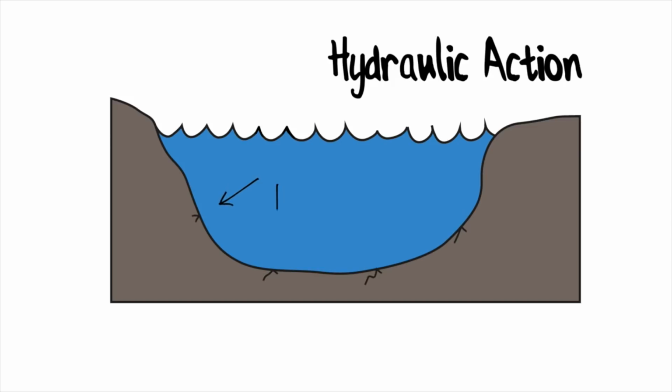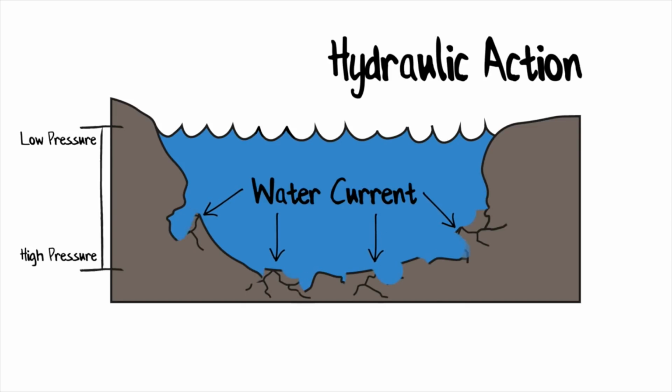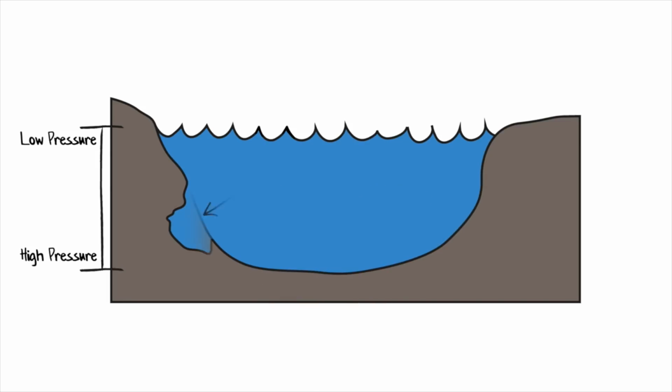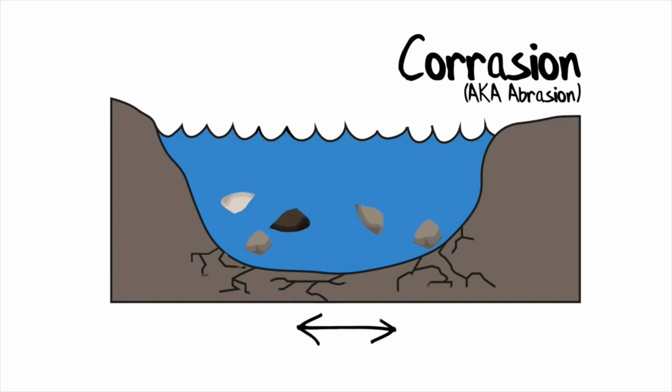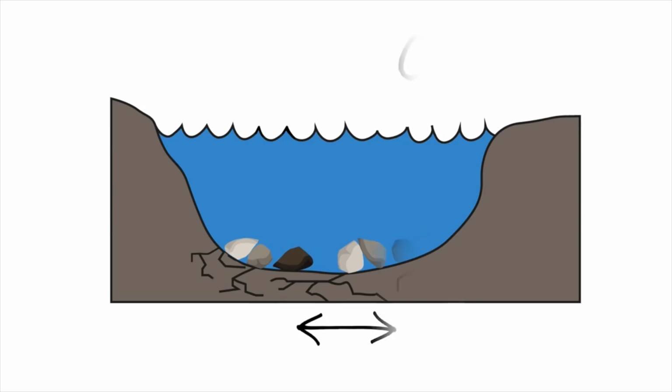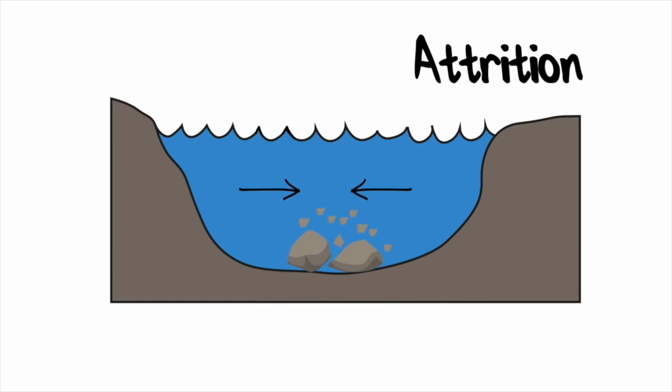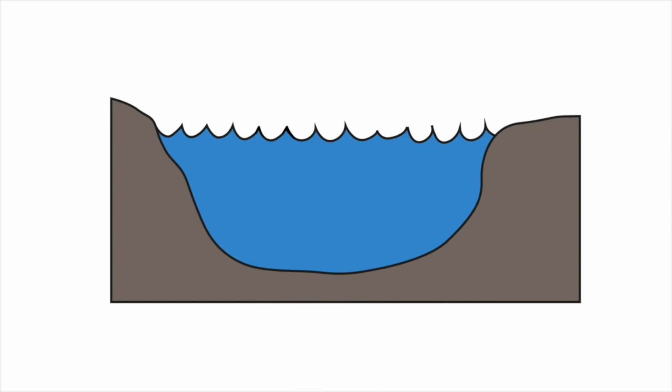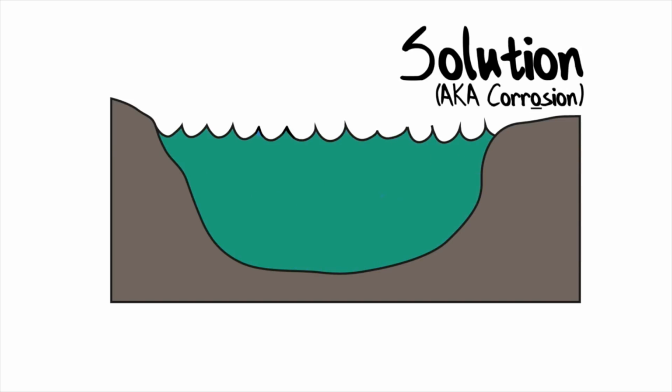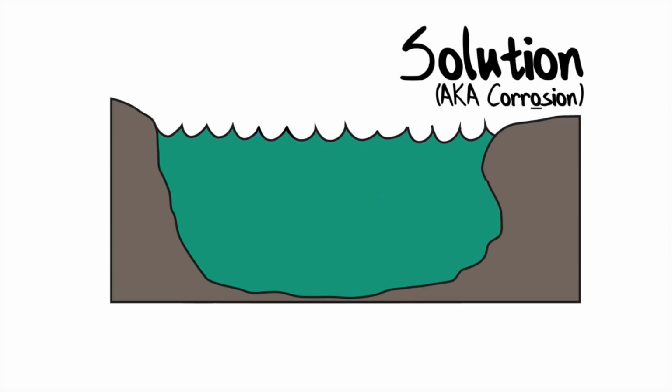Erosion is the cause of four main things: hydraulic action, which is the erosion caused by the pressure of the water. Corrosion or abrasion is when rocks smash into the ground with force. Attrition, the collision of sediments, and solution or corrosion is when the water has acids which wear away the rock.